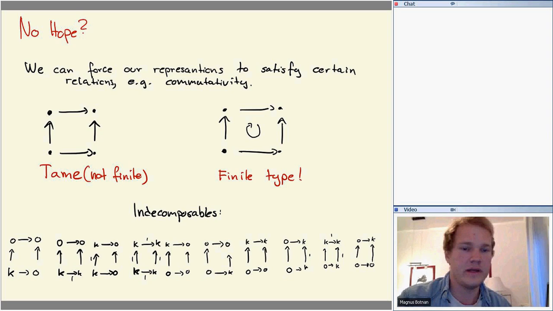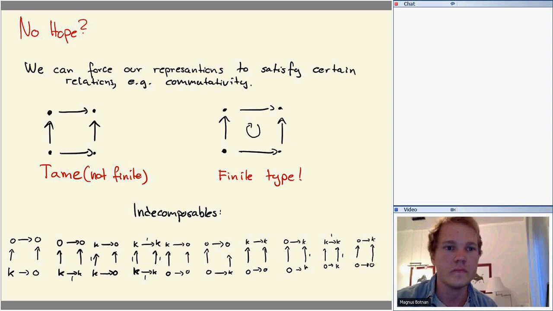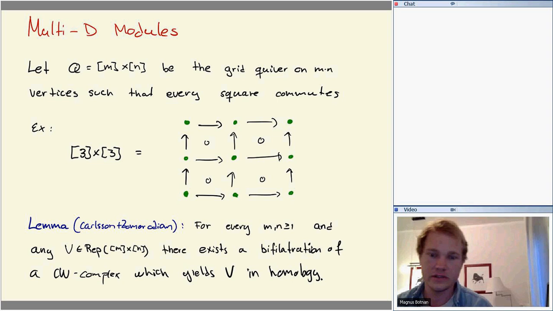And when you start adding relations, some things which used to be tame are not finite. It's not covered by Gabriel's theorem because Gabriel only considers quivers with no relations. So this leads us to multi-dimensional persistence modules, when you add this commutativity. So let's add this notation.